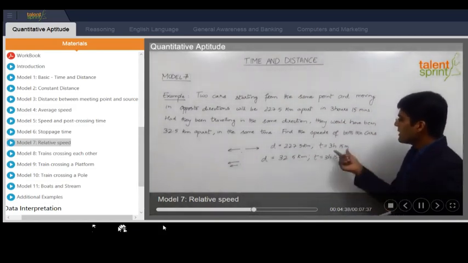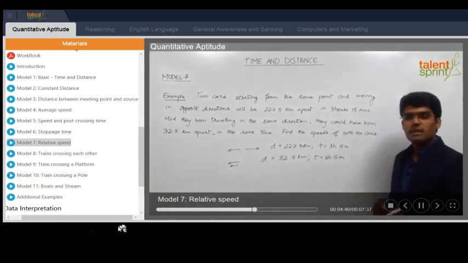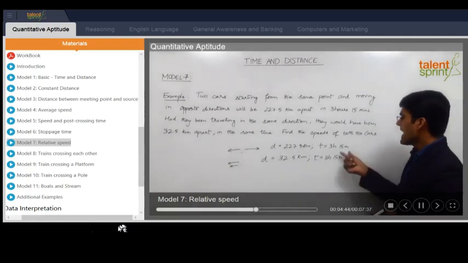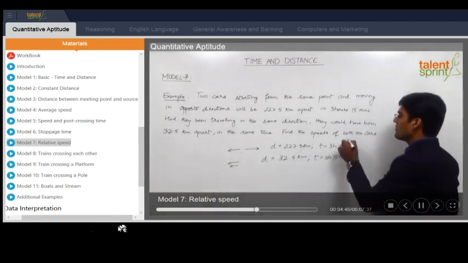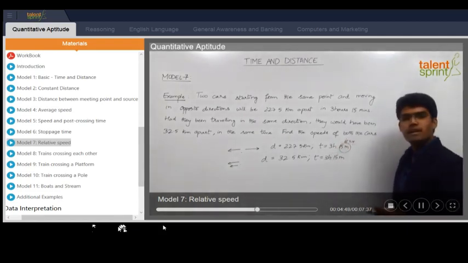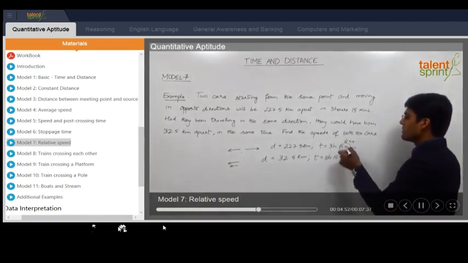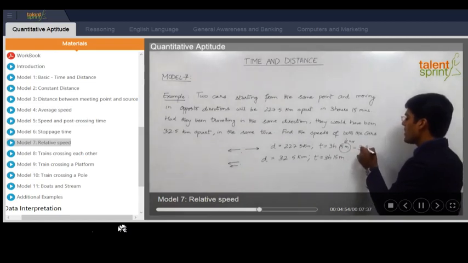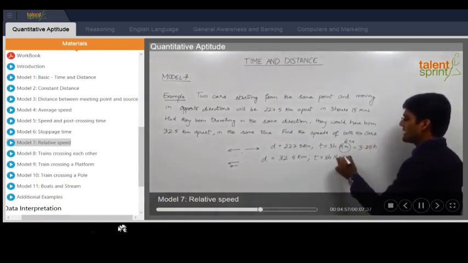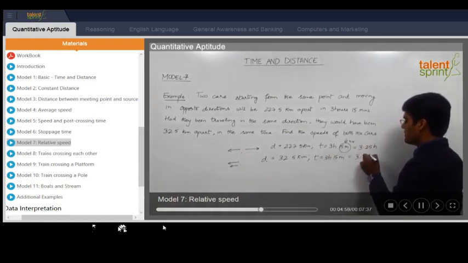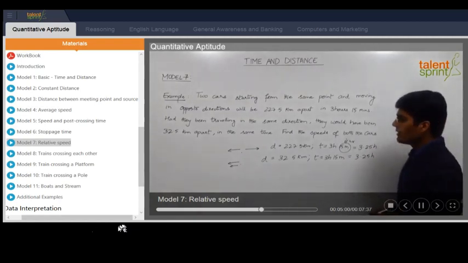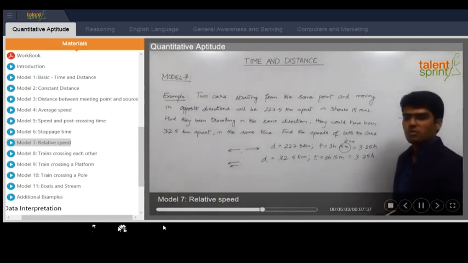Let us first convert this time of 3 hours 15 minutes into a proper unit, that is completely into hours. We know that 15 minutes is nothing but 1/4 of an hour, and 1/4 of an hour can be taken as 0.25 hours. So 3 hours and 1/4 of an hour will altogether become 3.25 hours. And even in the second case, the time will be 3.25 hours. Now let us see how we can find out the speed of both the cars.